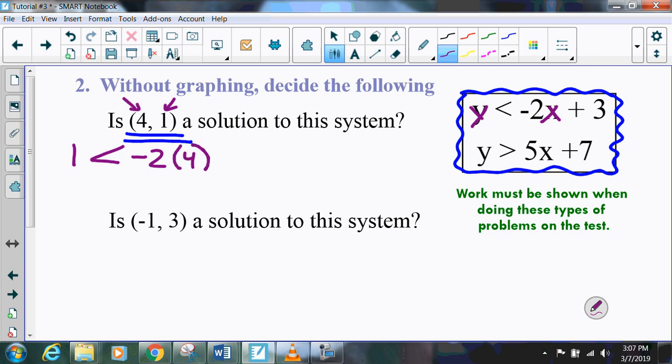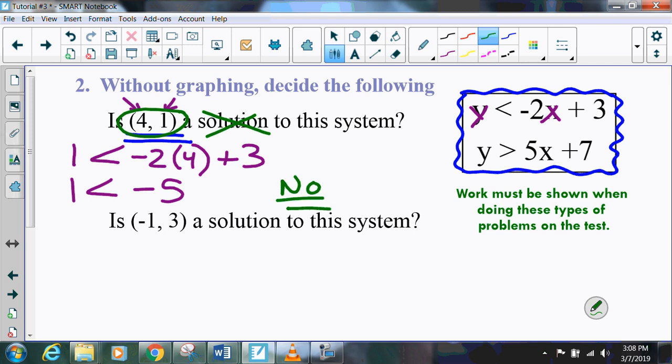So what I'm doing is plugging the x and the y in, and I'm seeing if the statement left over is true. So let's see, 1 is less than, if I pick up my calculator, -8 plus 3 is -5. Is that true? Is 1 less than -5? No. So that means this point, (4, 1), is not a solution, because when I plug it in, it gives me something that's not true.